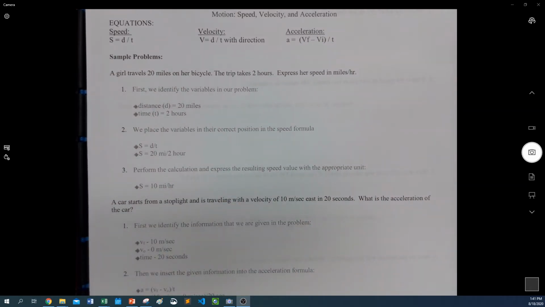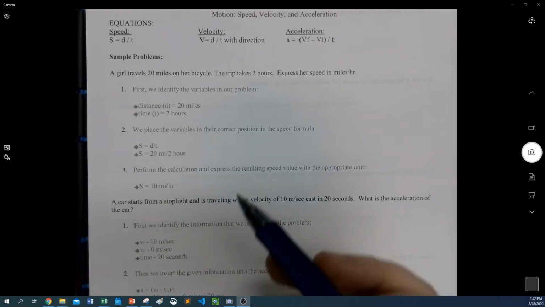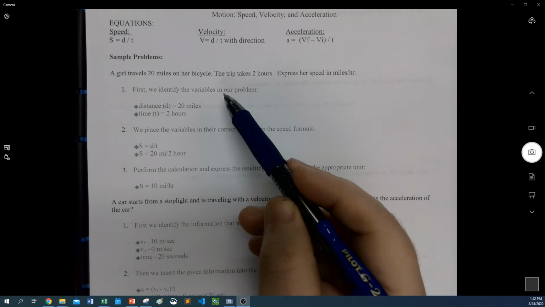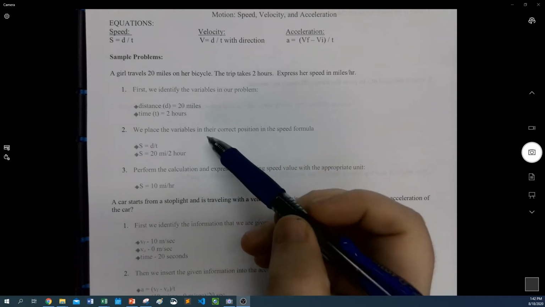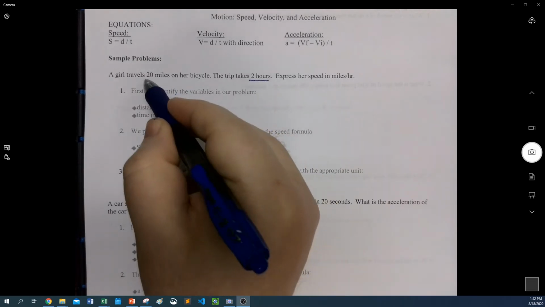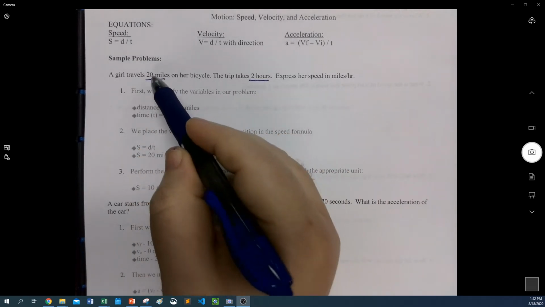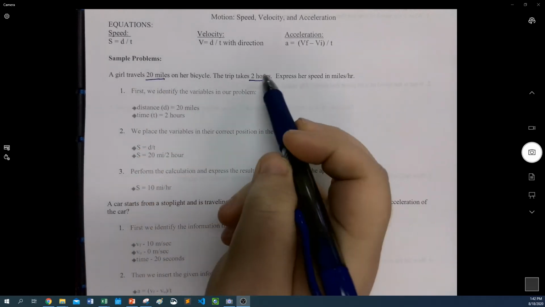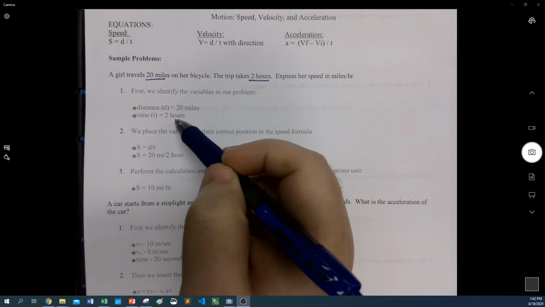So, first example problem. A girl travels 20 miles on her bike. The trip takes 2 hours. Express her speed in miles per hour. The first step in solving these problems is to identify your variables. So here we have 2 hours and 20 miles. 20 miles will be our distance. 2 hours will be our time.